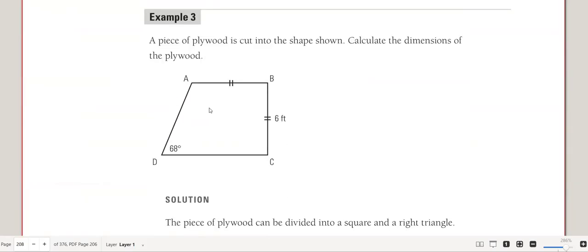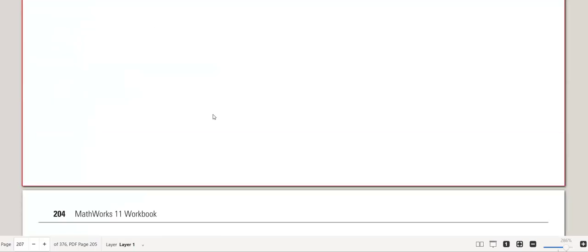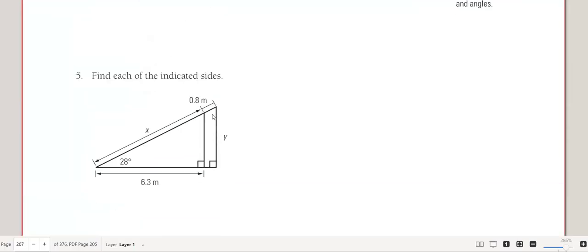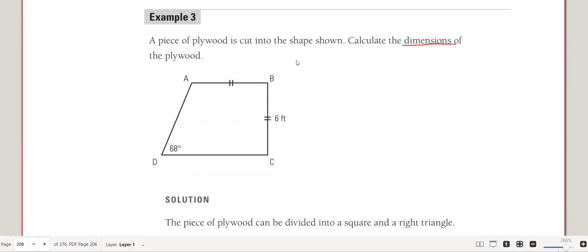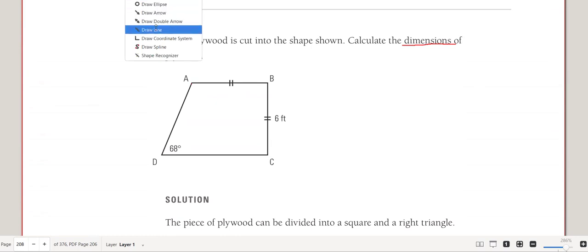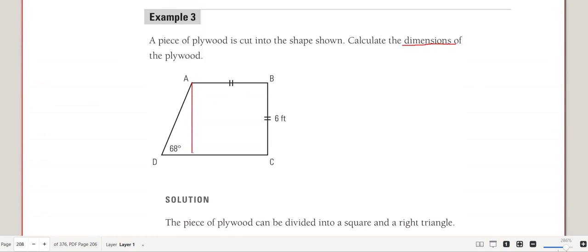I'm going to go straight to example 3, but before you get to this point, you should be trying these questions. All right. So next thing here is we have a piece of plywood. It's cut into shape. We want to calculate the dimensions of the plywood, which means the outside of it. Now, you might recognize something like this before. This is a compound shape. It's two simple shapes drawn together.